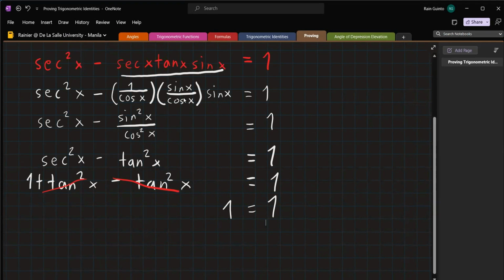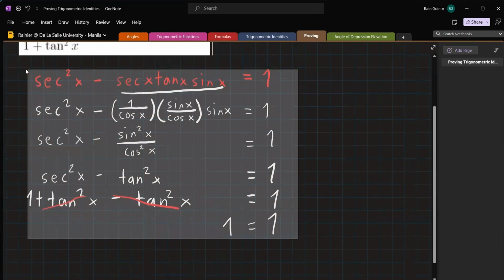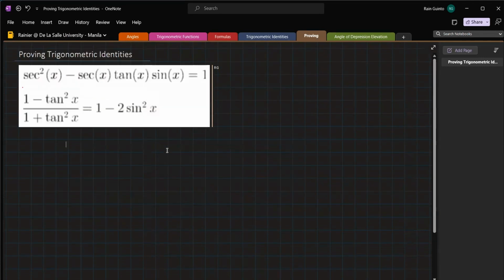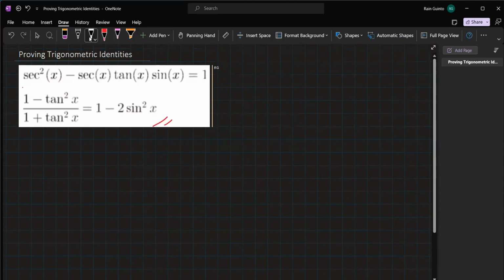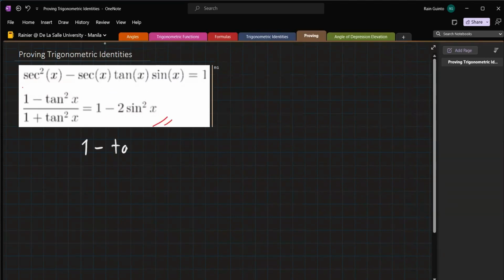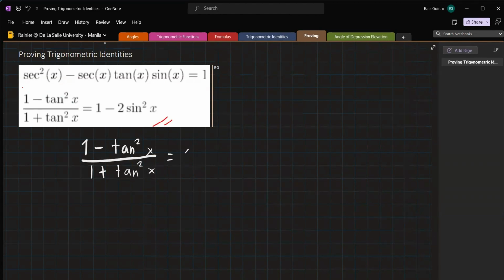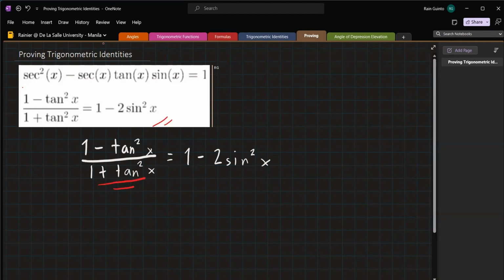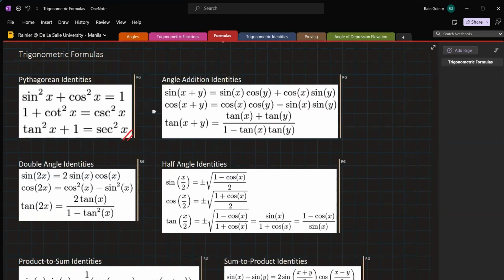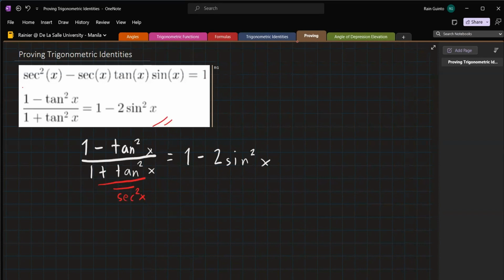So let's now solve the second problem of proving. It states that we have to prove this. Now to start, let us write it down. 1 minus tangent squared x over 1 plus tangent squared x equals 1 minus 2 sine squared x. Now notice that this part is actually equal to secant squared x. And it is actually one of our Pythagorean identities. Secant squared, yeah, here it is. So we can use that.